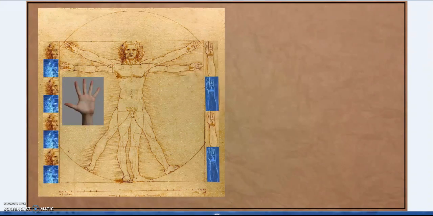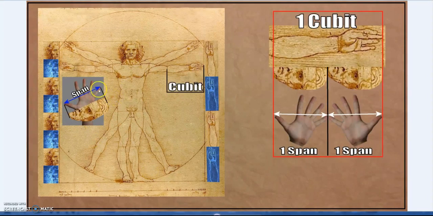There's another important measure here which is not spoken of in Vitruvius, and that is the span. If you take your hand and stretch your fingers out, from the tip of your thumb to the tip of your smallest finger is 1 span. You can test this on your own body. Put your thumb on the bottom of your chin and extend your hand out, and you have 1 span is equal to 1 head, or 1 span is equal to half a cubit.